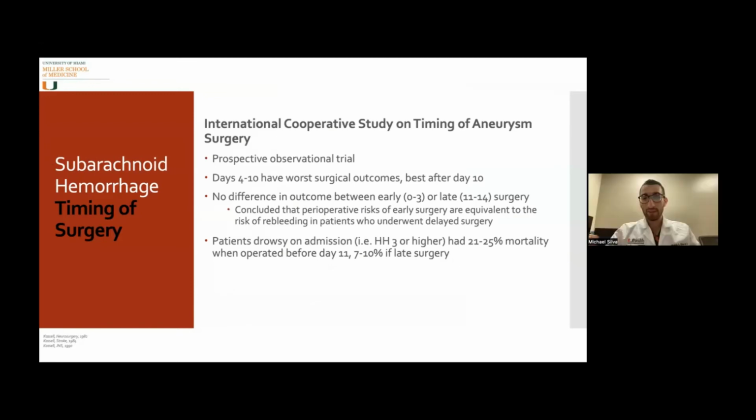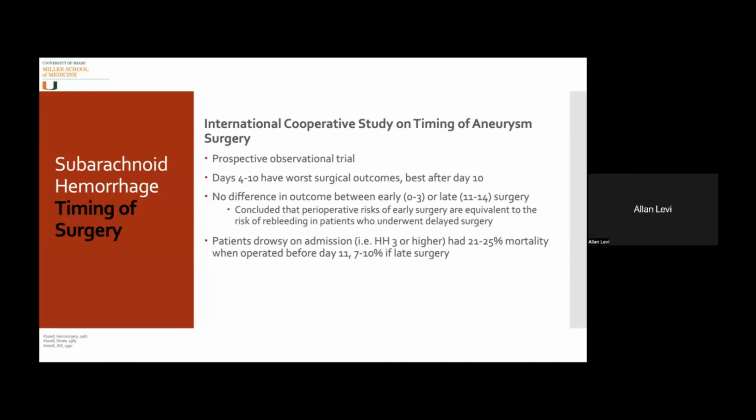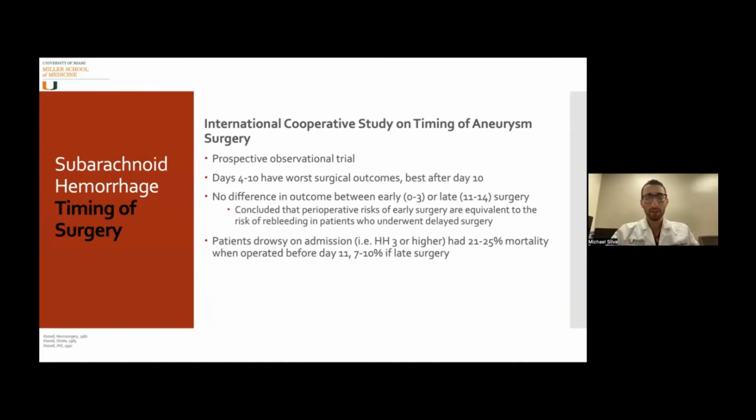This international cooperative study was done in the 80s and 90s to actually study this specifically. It was a prospective observational trial. They found many findings; I'll highlight the interesting ones. The main thing is that they found no difference in outcome between early or late surgery. And this is taking all patients, all grades.